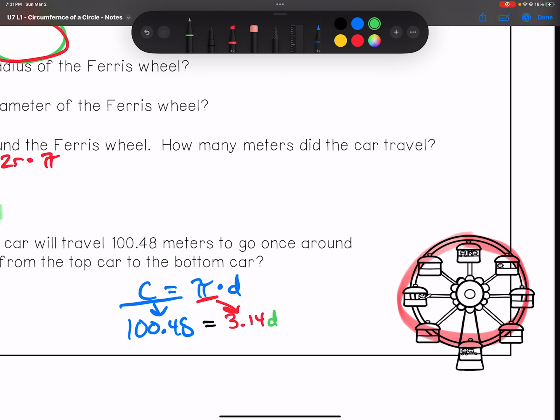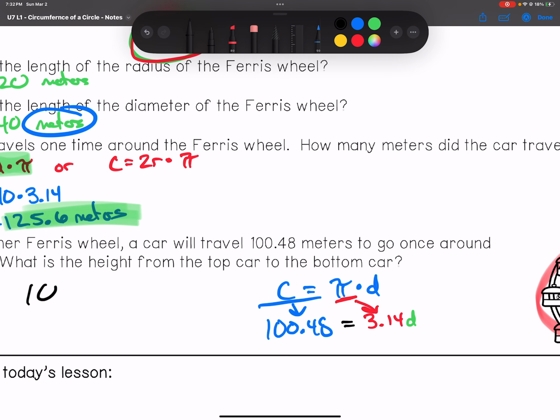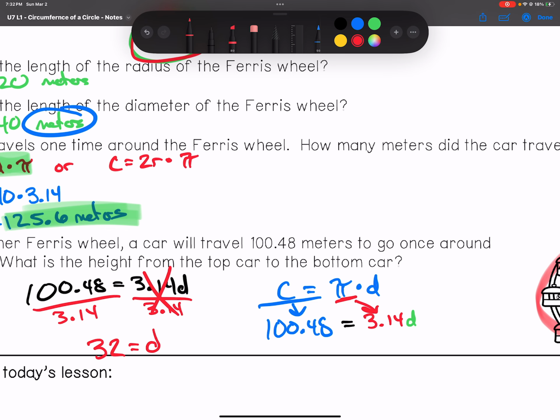We just have to go vice versa. That's an equation. That is a one-step equation. I'm going to rewrite that over here in black. How would we get rid of that 3.14 from that d? We would do what? We would divide. So go ahead and divide 100.48 divided by 3.14, and you are going to get 32 equals the diameter.